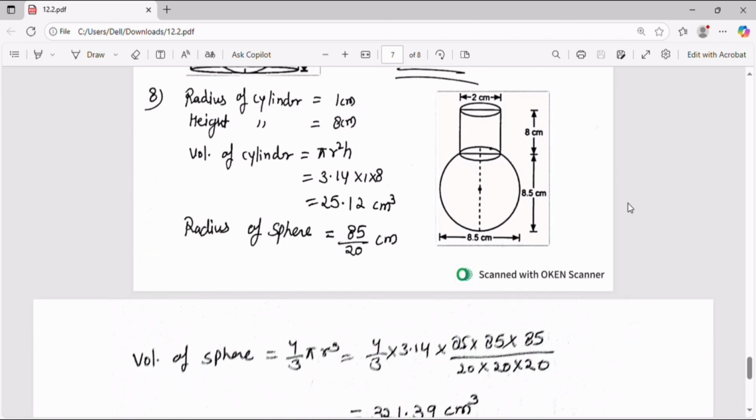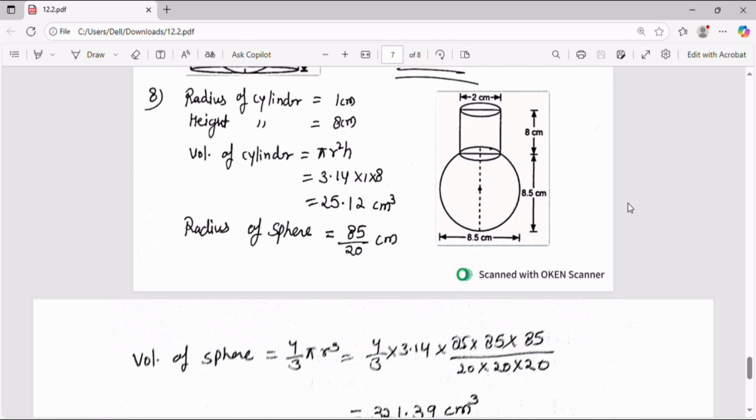Question number 8. A spherical glass vessel has a cylindrical neck 8 centimeter long, 2 centimeter in diameter. The diameter of the spherical part is 8.5 centimeter. By measuring the amount of water it holds, a child finds its volume to be 345 centimeter cube. Check whether she is correct, taking the above as the inside measurements and pi as 3.14.